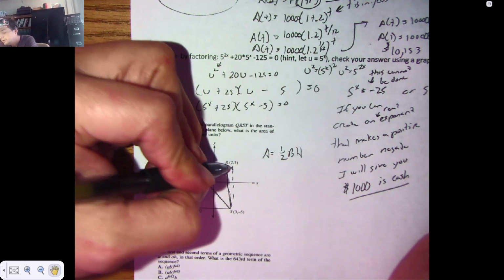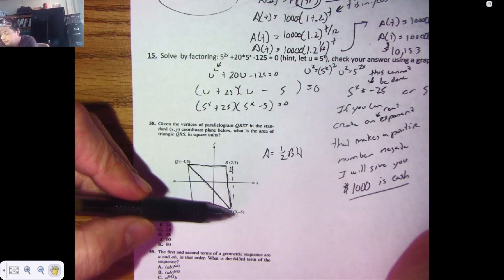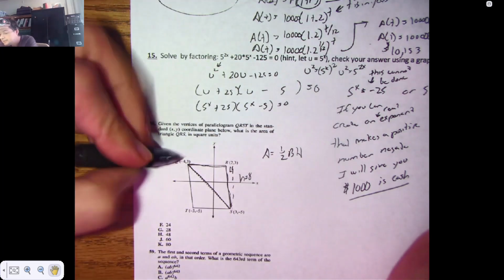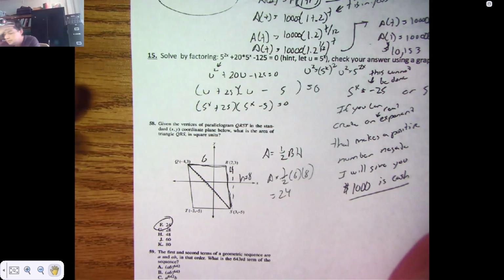Height is always a right angle, okay? Count up. You're counting from -5 to 3. The height is 8. Your base length, -4 to 2, is 6. So area is 1/2 a base length of 6 times a height of 8. That'd be 24 all day long.